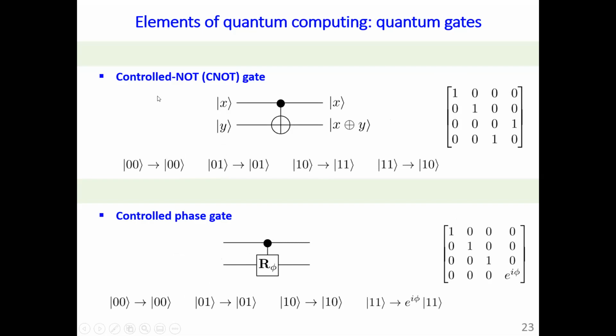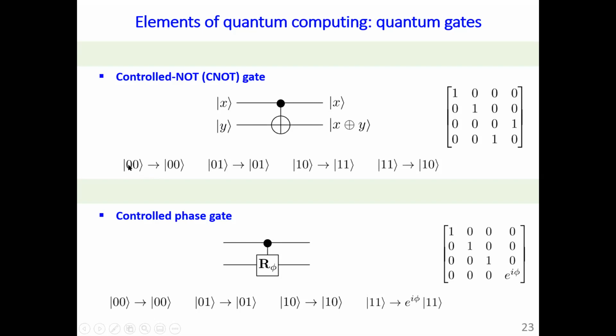And there are also some two qubit gates. For example, here we have the CNOT gate. In the CNOT gate, the upper line stands for the controlling bit, and the lower line stands for the target bit. What this gate does is that if you input a 0 state in the controlling bit, the target bit sees no change.